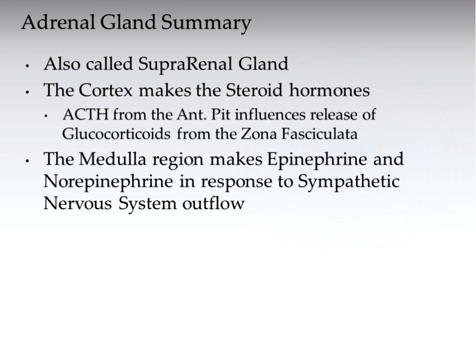So in summary, your adrenal gland could be called the suprarenal gland. The adrenal cortex makes steroid hormones. It has three zones: zona glomerulosa, zona fasciculata, zona reticularis. ACTH comes to mainly the zona fasciculata to push the glucocorticoid release, the stress hormones, to manipulate glucose handling in cells and to have an anti-inflammatory effect. Your zona glomerulosa, which is the outermost, is going to influence sodium retention with aldosterone and potassium excretion.